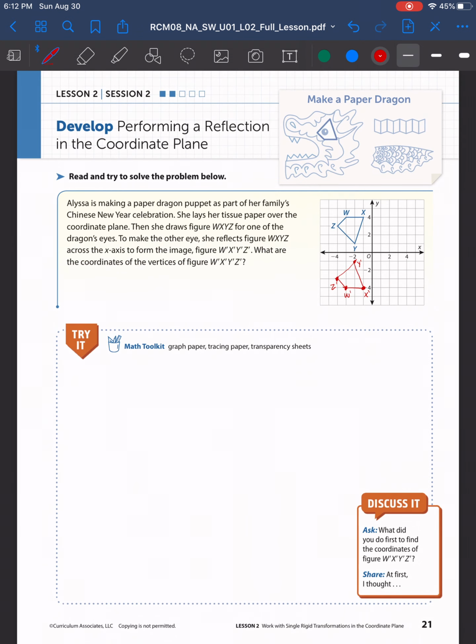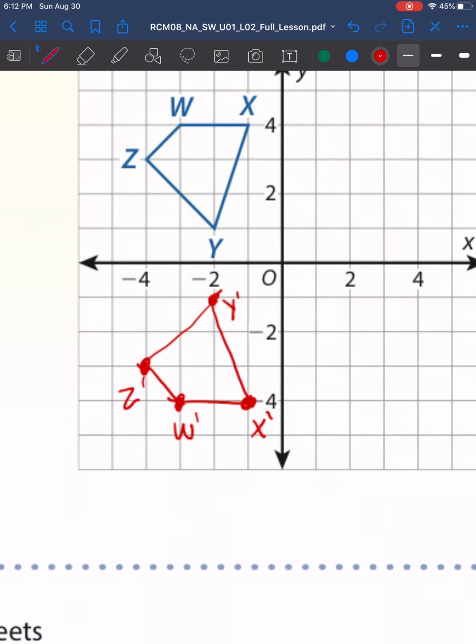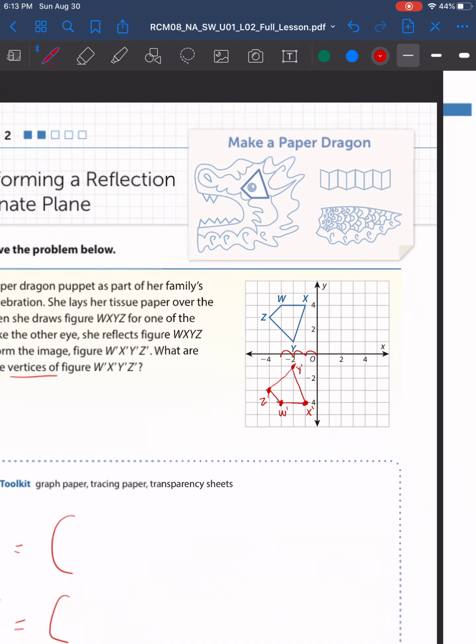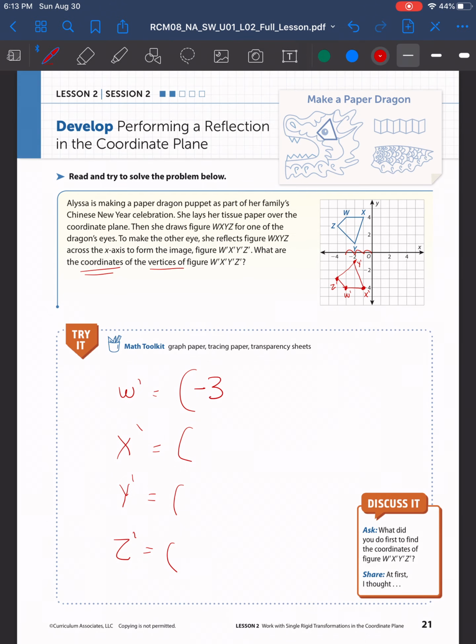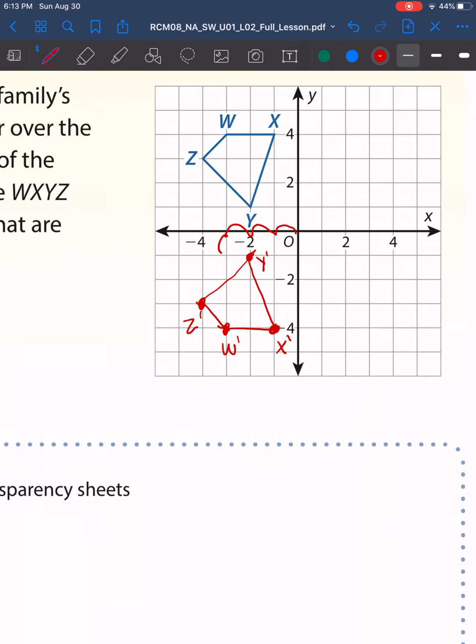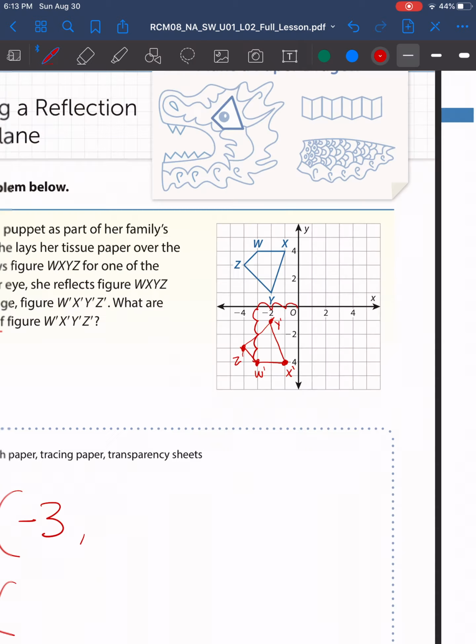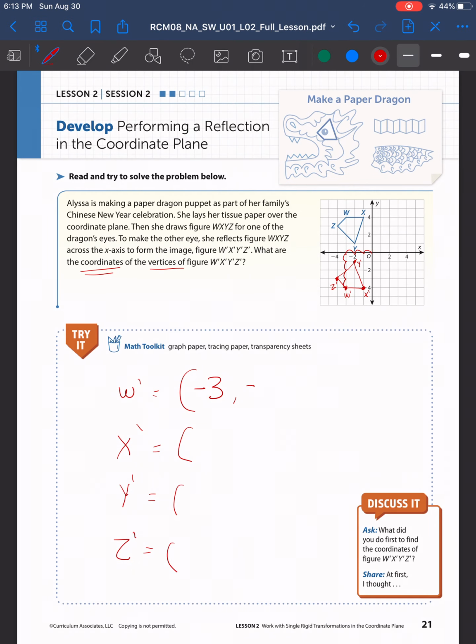Now we're not done yet. It asks, what are the new coordinates of the vertices of WXYZ prime? Let's start with W prime, then X prime, Y prime, and Z prime. W prime: remember, we go on the x-axis first. We are going backwards 1, 2, 3, so that means it's negative. And then we are going down 1, 2, 3, 4, which is also negative. So the new coordinates of W prime are -3, -4.